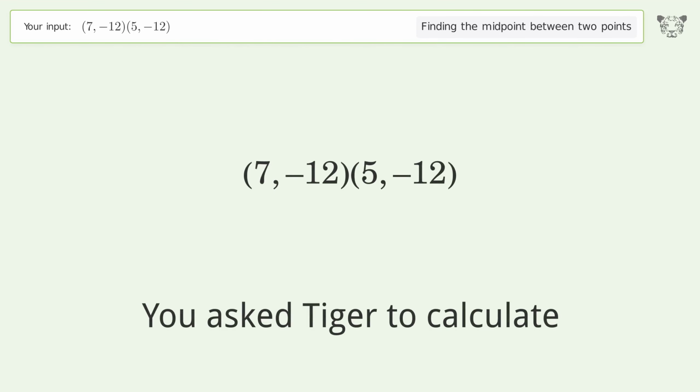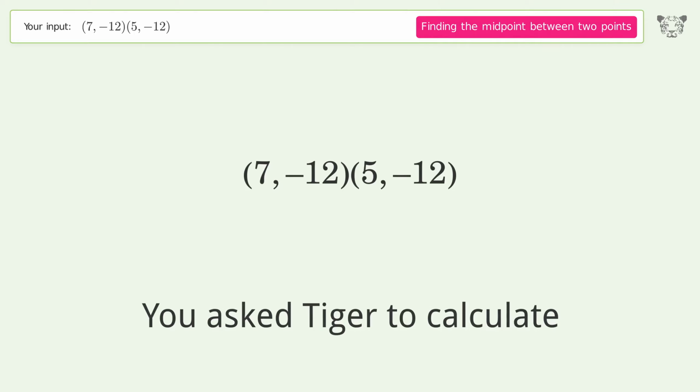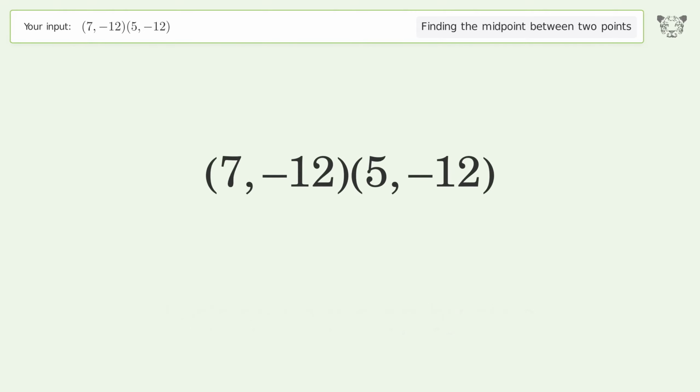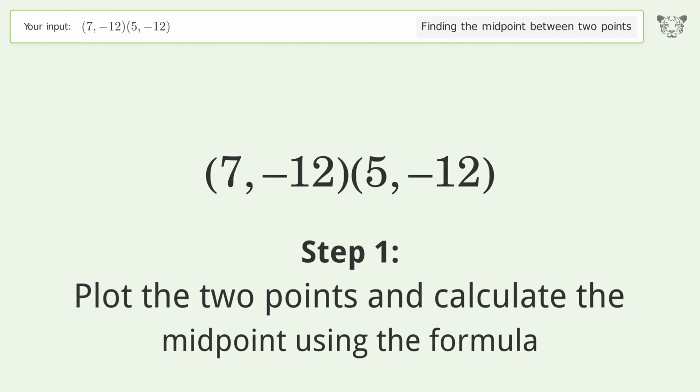You ask Tiger to calculate. This deals with finding the midpoint between 2 points. The midpoint between the 2 points is 6, -12. Let's solve it step by step. Plot the 2 points and calculate the midpoint using the formula.